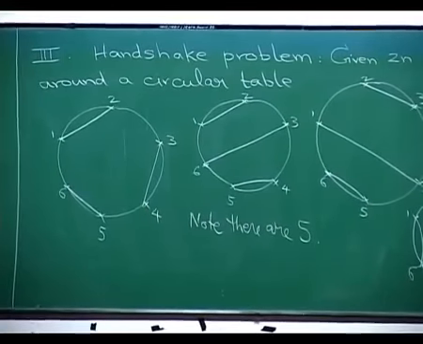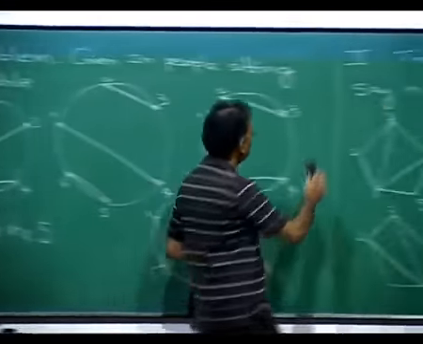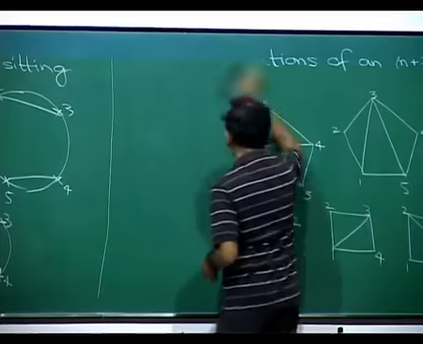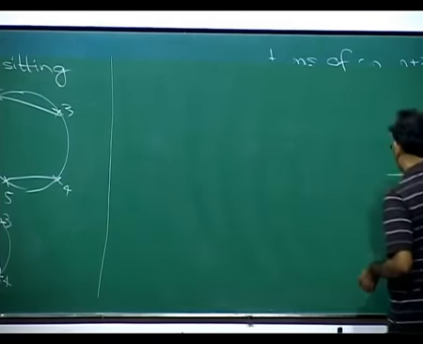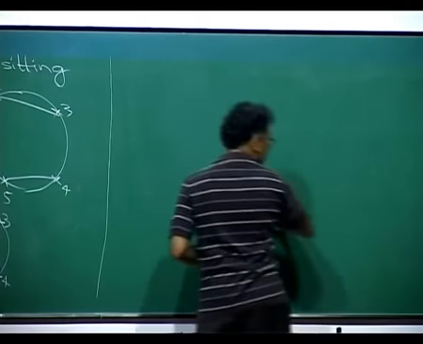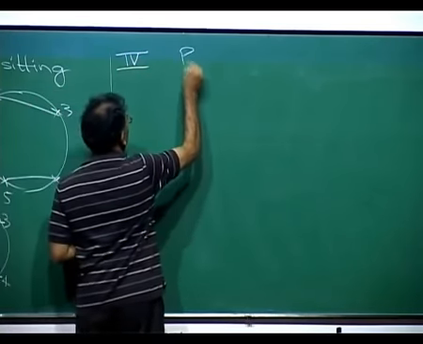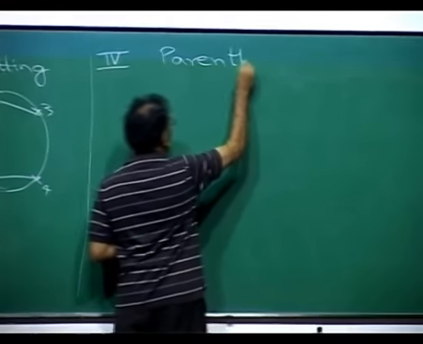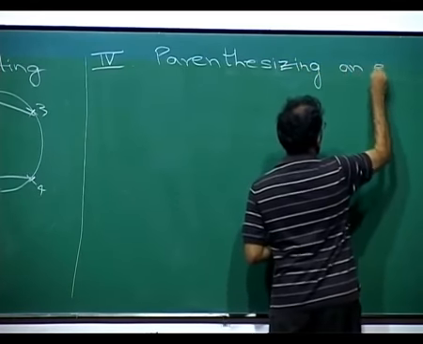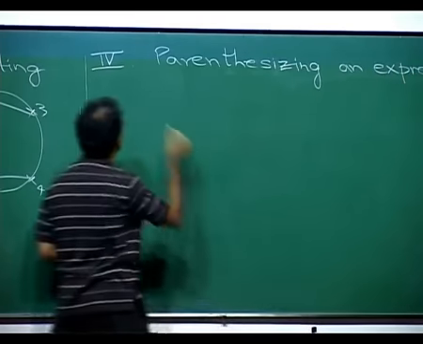Let me tell you one more context in which it occurs. So in the first talk today, where a group was defined, one of the laws that a group operation has to satisfy is that it's associative. So let us look at this associativity a little closer. So this is the fourth. Parenthesizing an expression with n plus 1 terms.